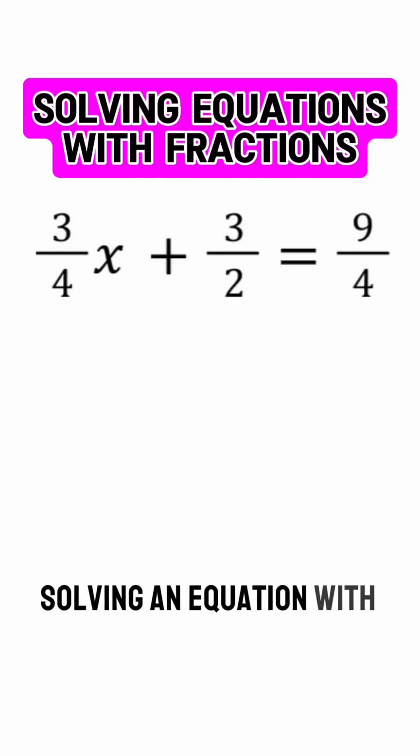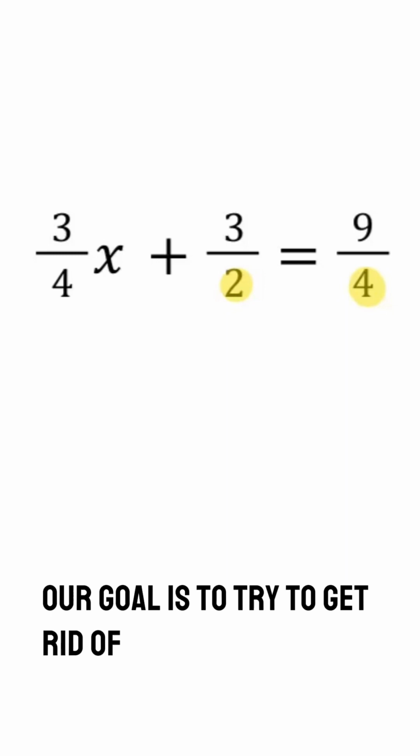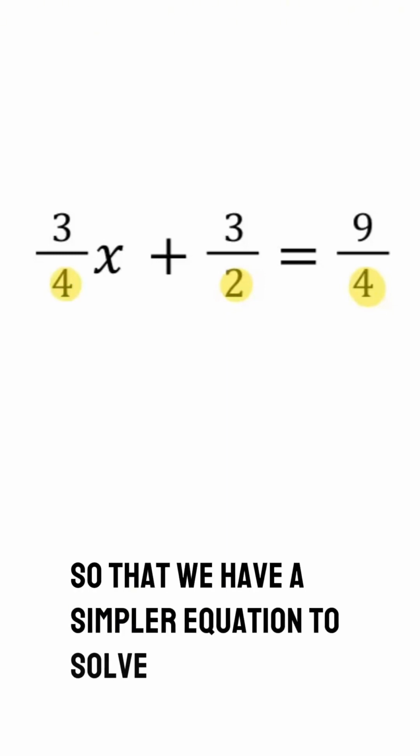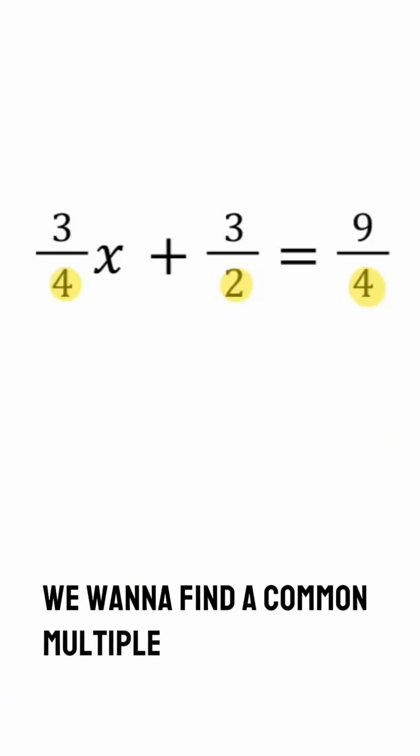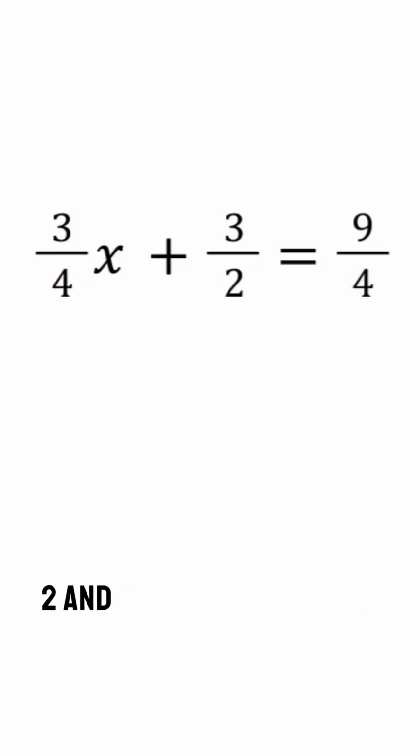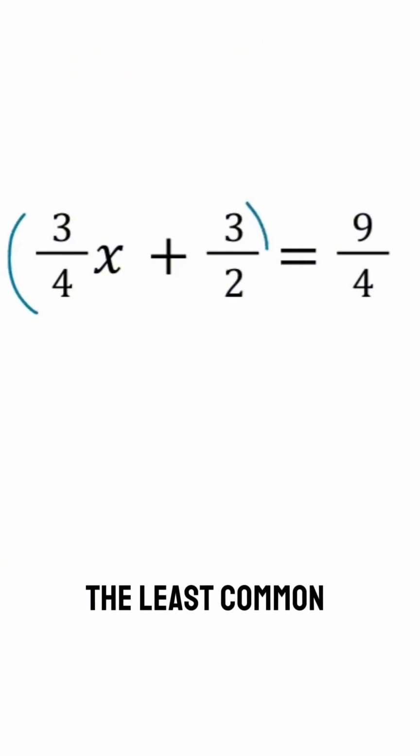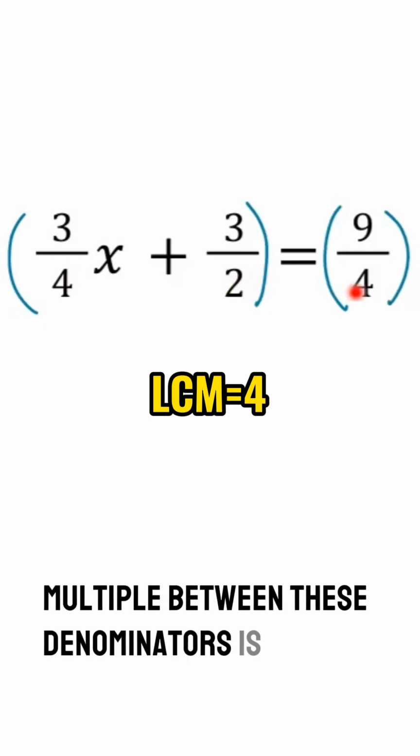Solving an equation with fractions, our goal is to try to get rid of the denominators so that we have a simpler equation to solve. In order to get rid of the denominators, we want to find a common multiple between 4, 2, and 4. And the best way to do it is to find the least common multiple. The least common multiple between these denominators is 4.